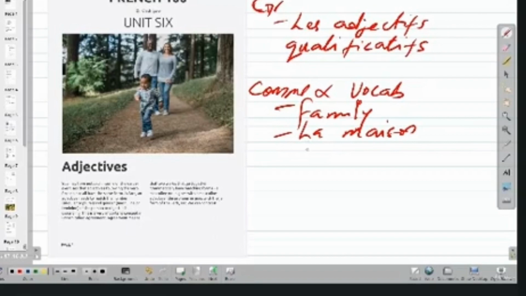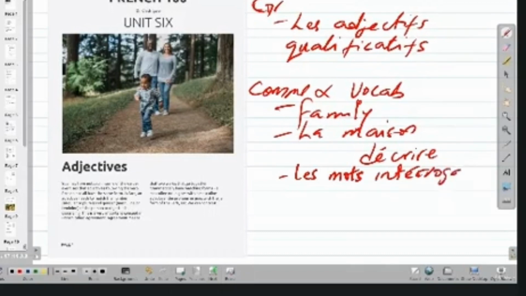Nous allons apprendre la maison. Description de la maison. Nous allons apprendre à décrire. Décrire is the verb to describe. We are going to learn to describe our houses. Items you find in your houses and all those kind of things. And then we are going to learn some interrogative words. Words like when, where, how, and so on and so forth. So, we say, nous allons apprendre les mots, mots, words, M-O-T-S. Les mots interrogatifs.